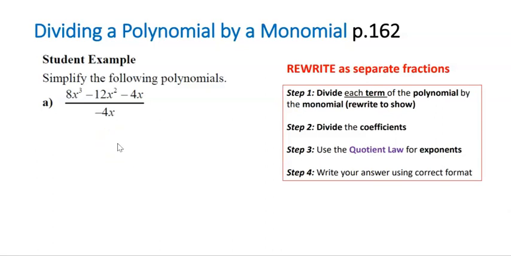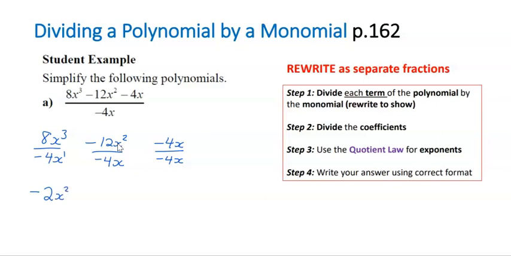Okay, first up, we're going to rewrite 8x cubed divided by -4x, minus 12x squared divided by negative 4x, minus 4x divided by negative 4x. Now I'm going to divide the coefficients and subtract the exponents. 8 divided by negative 4 is a negative 2. x to the 3 minus 1 is x squared.